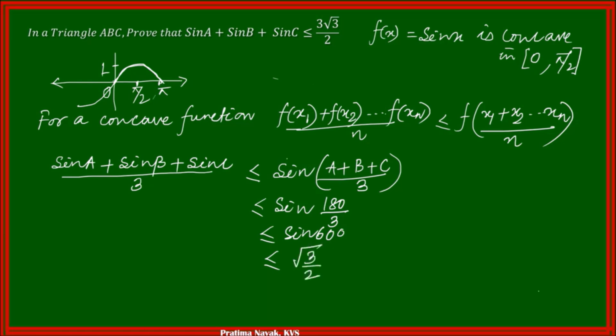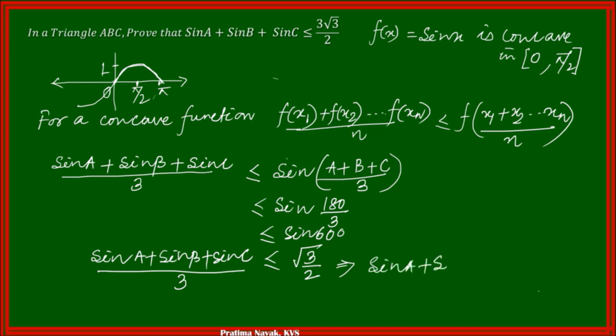So we are getting sine A plus sine B plus sine C, divided by 3, is less than or equal to root 3 by 2. Multiplying 3 to the right side, sine of A plus sine of B plus sine of C is less than or equal to 3 root 3 over 2. So we proved. This is very simple.